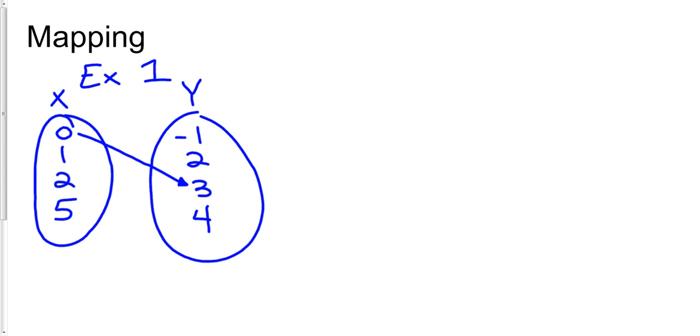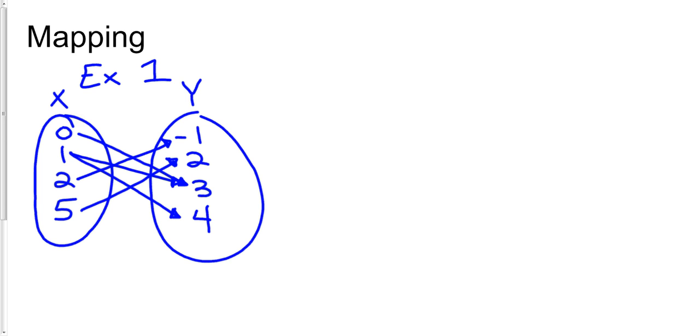The 1 was connected with both the 3. So draw a line from the 1 to the 3. It was also connected to the 4, so I'm going to draw a line from the 1 to the 4. The 2 is connected to the -1. And then the 5 was connected to the +2.